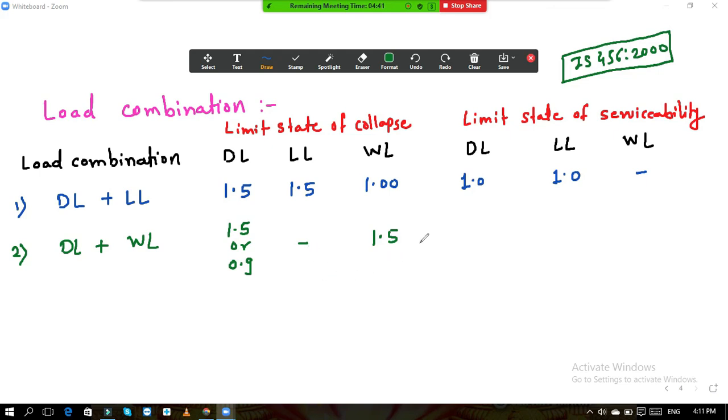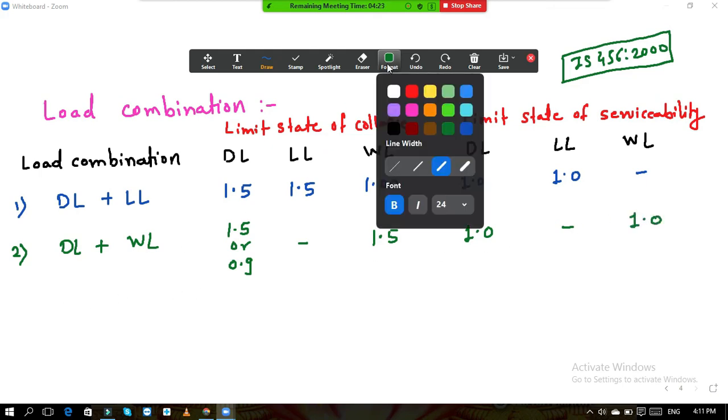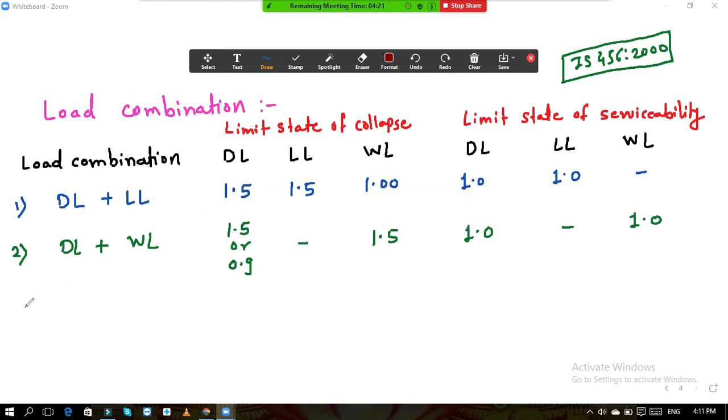So 1.5. Then here for dead load it is 1. Again no factor is given for live load. Here live load is not there. So 1. And now the third case: dead load plus live load plus wind load.